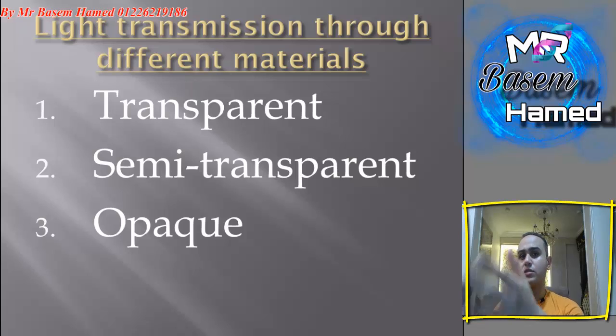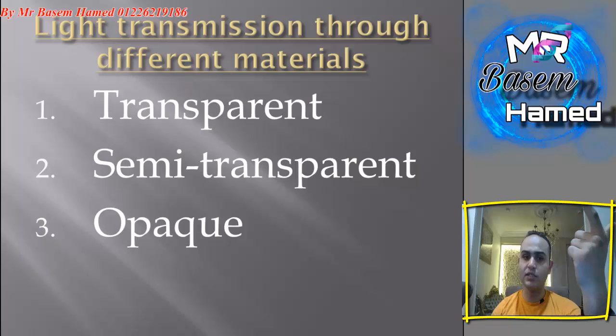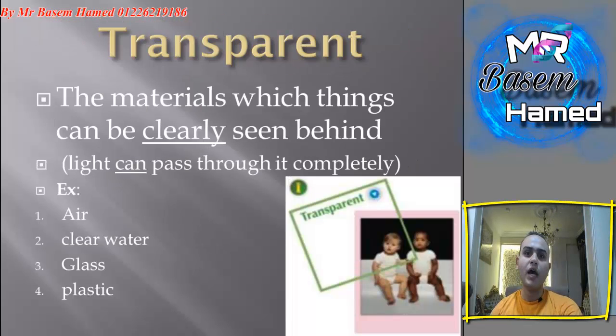Property number three, the light transmission through different materials. We can classify the materials around us into three items. Number one, transparent materials. Number two, semi-transparent materials. Number three, opaque materials.